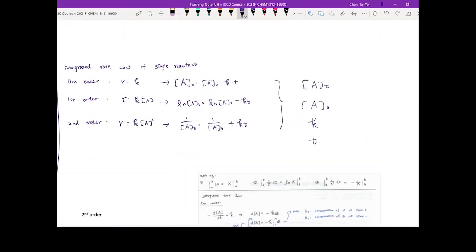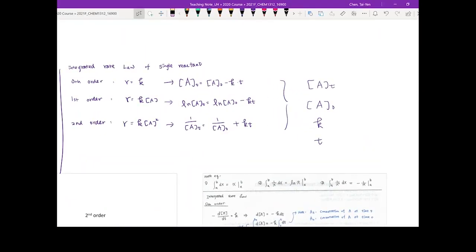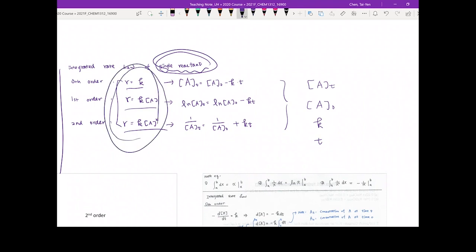What we are going to do today is transition from the differential rate law into the so-called integrated rate law. For the integrated rate law, we only discuss the single reactant case. Zeroth order is actually rate equals K. First order is rate equals K times your reactant to the first power. Here I use A to represent our reactant. For the second order one, rate equals K times A to the second power. This is what we write for the differential rate law.